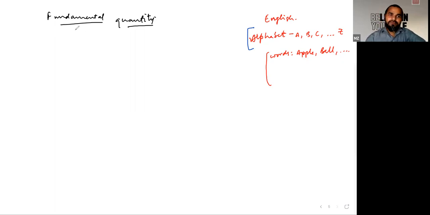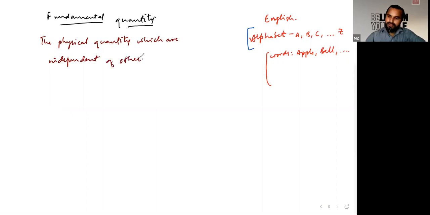So from this, we can conclude fundamental quantities are those quantities which are independent of other quantities. The physical quantities which are independent of other quantities are called fundamental, and the rest, other than fundamental, are called derived quantities. We divide fundamental quantities into two parts. First is base quantity, and the next one is supplementary quantity.